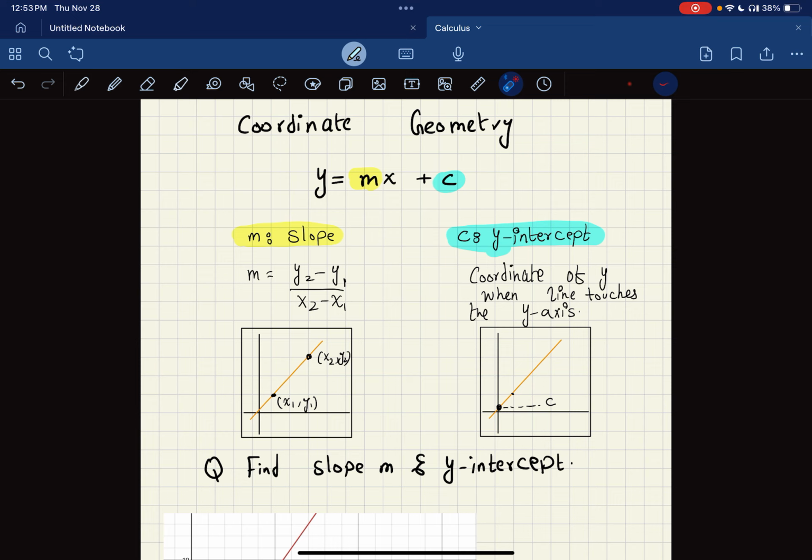Okay, so first things first, the general equation for the straight line is this, right? y = mx + c. Now, there are two important parts over here that we do need to know. First of all, the slope. You already know the idea of the slope as rise over run, right?